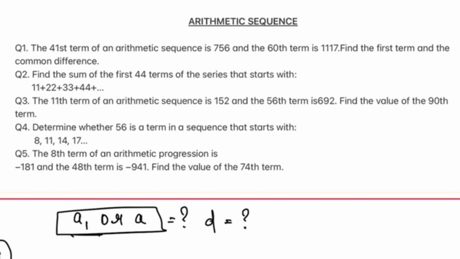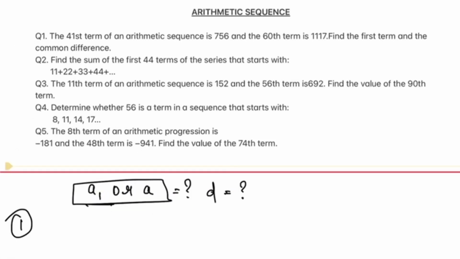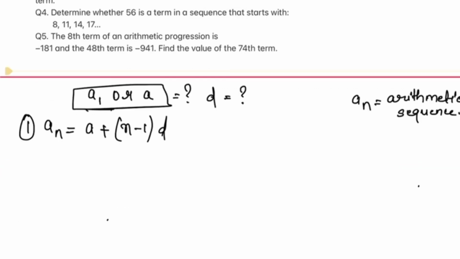Now the information that's given is that the 41st term of the sequence is 756. We'll be using the first formula here: a n equals a plus n minus 1 d. Don't get confused, a1 or a, both are the same. For a n, it's given that the term of the arithmetic sequence is 756. So 756 equals a. We have to find a, it's not given, so a will be a only.